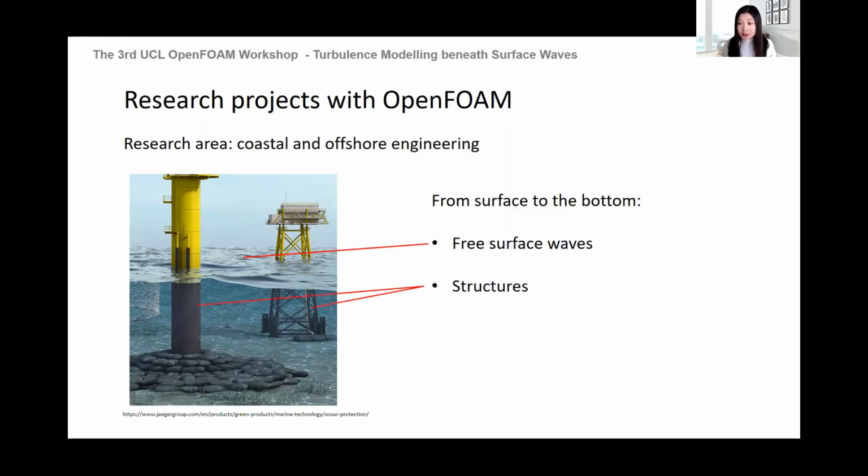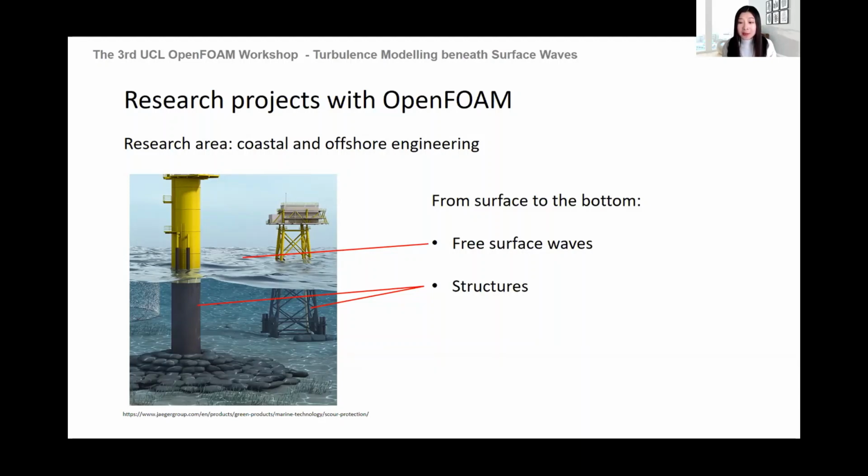Moreover, below the surface, we have human-built structures, such as wind turbine foundations, offshore oil platforms, and submarine pipelines, and so on. So wave-structure interaction is also a very interesting and complex problem, which you have already heard about from the keynote speech by Edward and Christian just now.